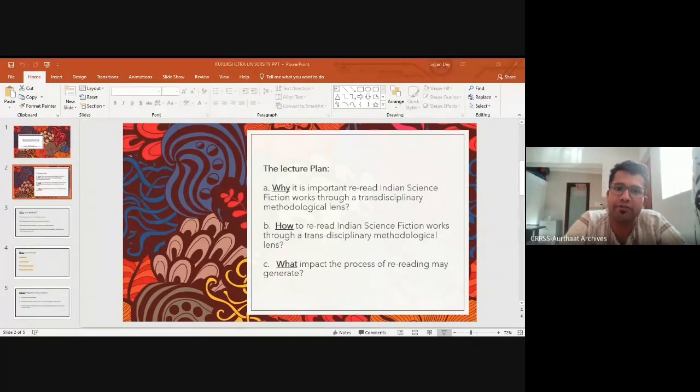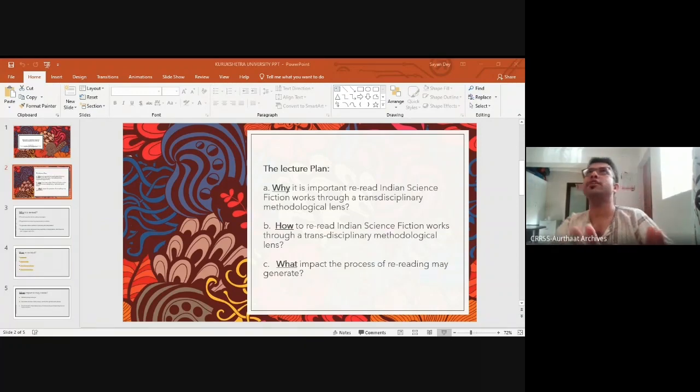In the second part of my reflection, I'm going to talk about how we can reread Indian science fiction works through a transdisciplinary methodological lens. And it's not just about Indian science fiction works, but science fiction works in general. It can be audiovisual works, written works, novels, etc. And what impact we may expect the process of rereading to generate. Briefly, these are the three questions that I look forward to discussing today in my set of reflections.